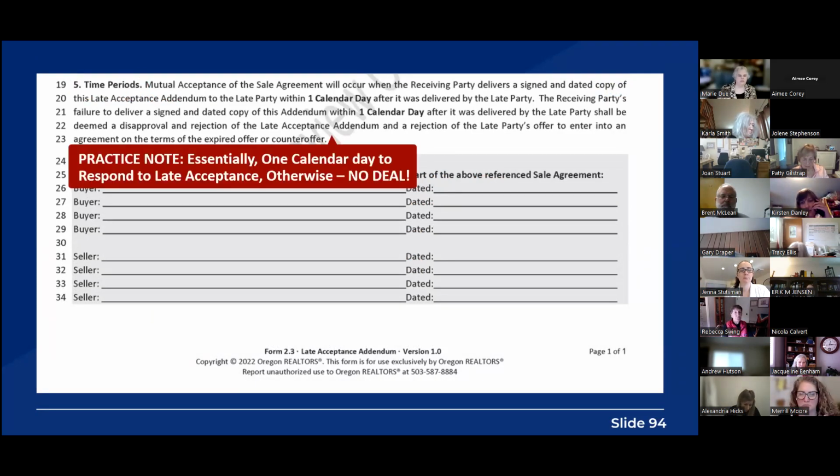You have 1 calendar day to respond to a late acceptance, otherwise no deal. That is one thing to note: it is only 1 calendar day. So you've got to watch those timelines. You've got to make sure that you understand the deadline.